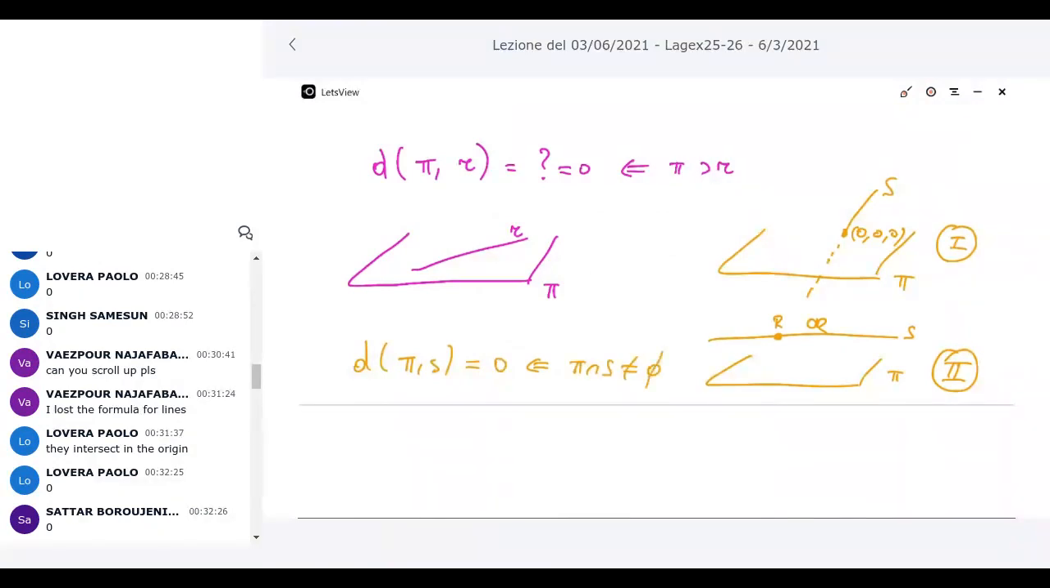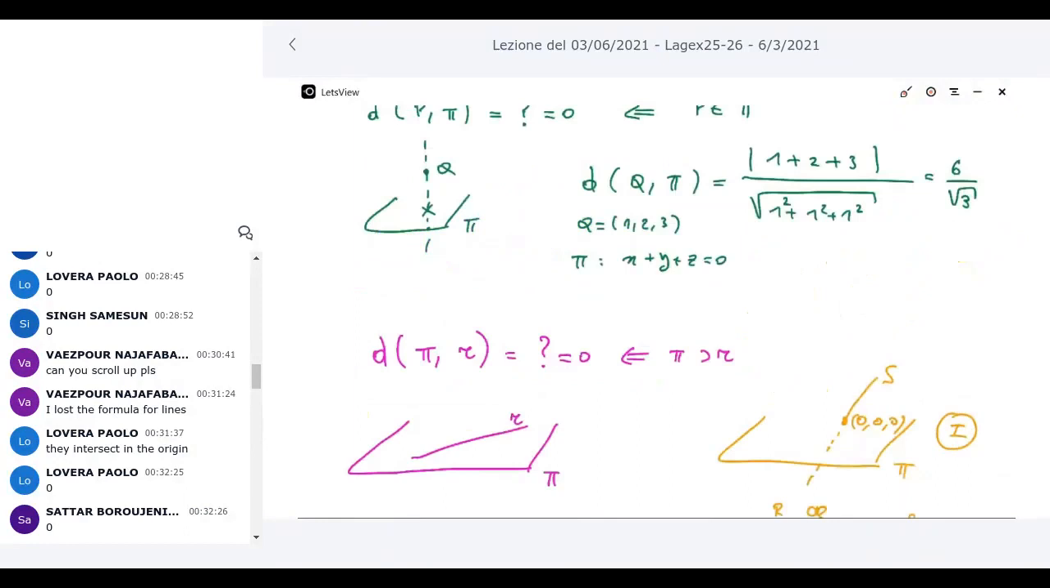And Alireza, there is no intersection formula. There is no formula we use for lines yet. No, this is the first case.